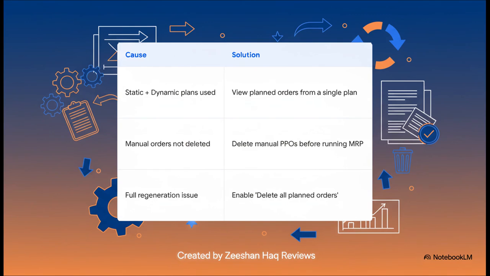What we see here a lot of the time is different planning layers clashing with each other. For example, are you looking at your static plan, that's your long-term forecast, and your dynamic plan, your day-to-day stuff, at the same time? That is a classic recipe for duplicates. Another common trap is forgetting to delete old manual PPOs before you run master planning again. The solution is simple, but it's so important. Keep your planning workspace clean.